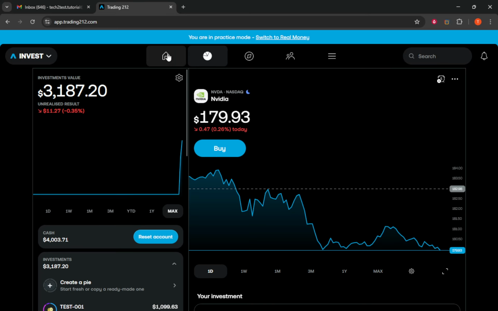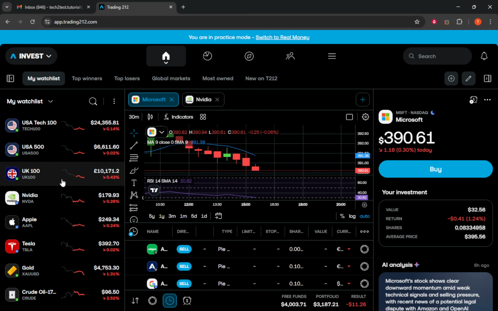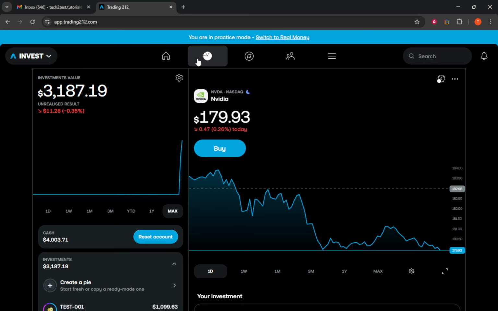Start by opening Trading 212. On mobile, look at the navigation bar along the bottom. On desktop, use the side menu. From there, tap or click Portfolio, which is marked with a pie chart icon. This is the main dashboard for your investments, and it's where everything important comes together in one place.